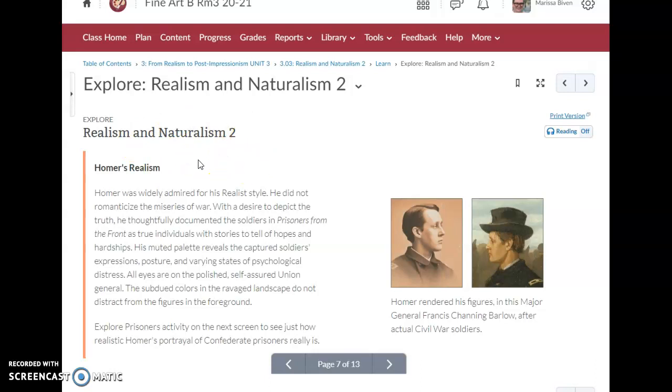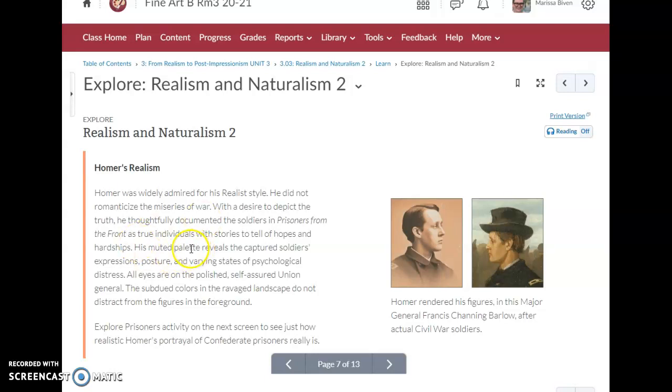So, what they're saying here is that he was really admired and recognized for his realist style because he didn't romanticize the miseries of war. He didn't make it look like it was better than it was. He showed people how bad this war really was. He wanted to show the truth, and so he documented the soldiers in this painting, Prisoners from the Front, as true individuals with stories to tell of hopes and hardships. He wanted these to look like real people because they really were.